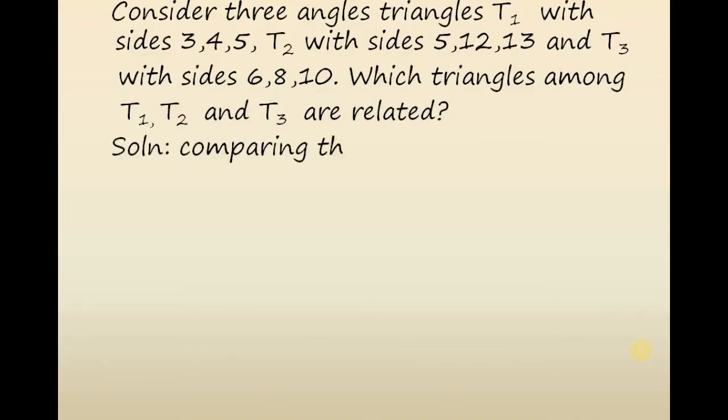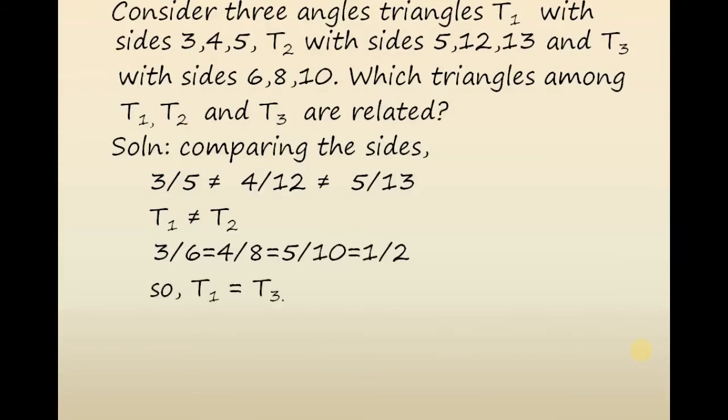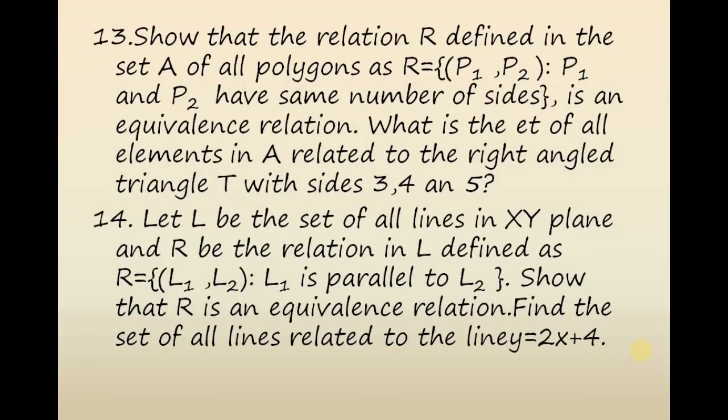Okay, let's see for triangle T1 and T2 first. Let's compare the sides. If you compare 3, 4, 5 and 5, 12, 13, you don't get equal ratios. So triangles T1 and T2 are not similar. Let's check for T1 and T3, that is 3, 4, 5 and 6, 8, 10. We are getting a ratio of half from all three sides. That means T1 and T3 are similar triangles. Problems 13 and 14 are very similar to the previous problems. In the 13th one, they're talking with respect to P1 and P2 having the same number of sides, and in the 14th one with respect to parallel lines. So please do try it on your own.